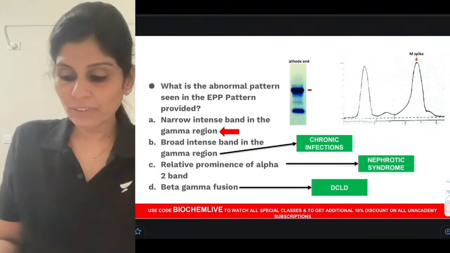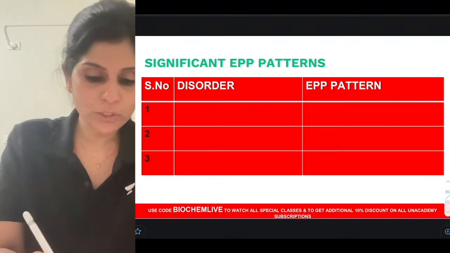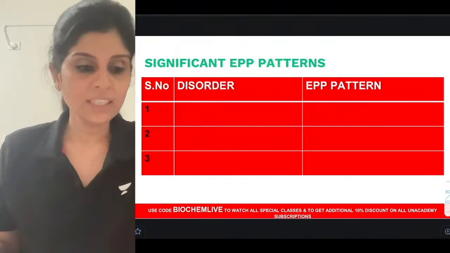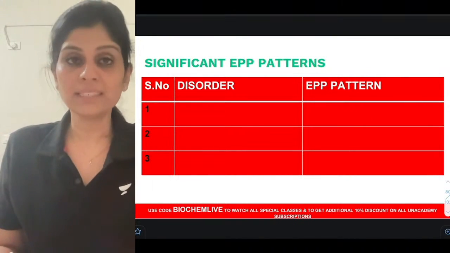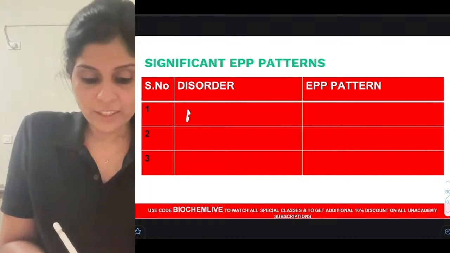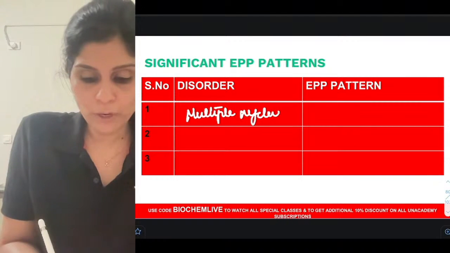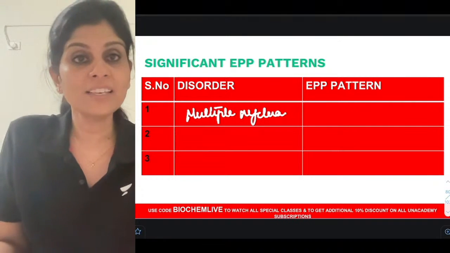Okay. So can we fill up this tabular column? If you fill up this tabular column, then you will be able to answer any question related to serum protein electrophoretic separation. What is the first disorder that I told you? The first disorder that I told you is multiple myeloma. So tell me, what did I tell you about multiple myeloma? What kind of electrophoretic pattern will you see?